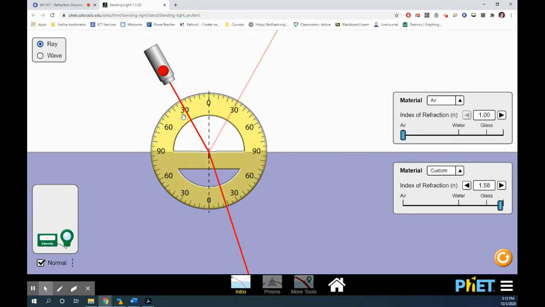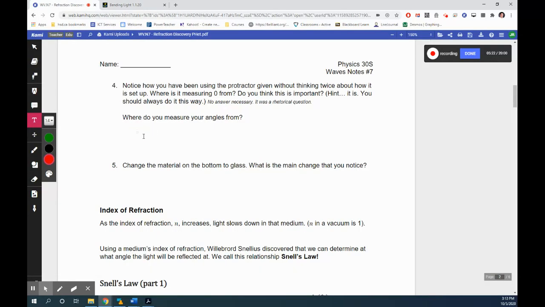And so for 30 from 0, here the 0 is at the bottom, and we haven't gone 30, right? So just pay attention to where we measure 0 from when measuring refraction angles and reflection angles. Where do you measure your angles from? From the normal line. Just want to emphasize that.